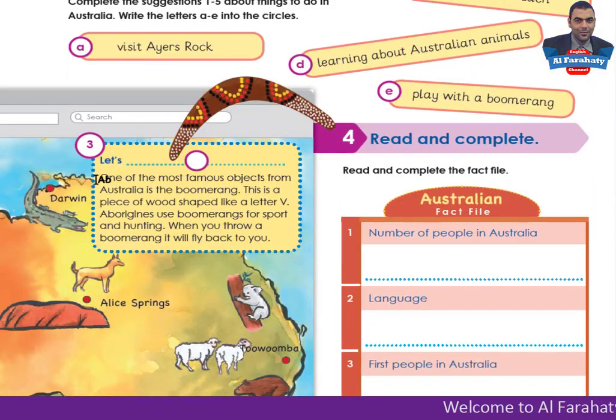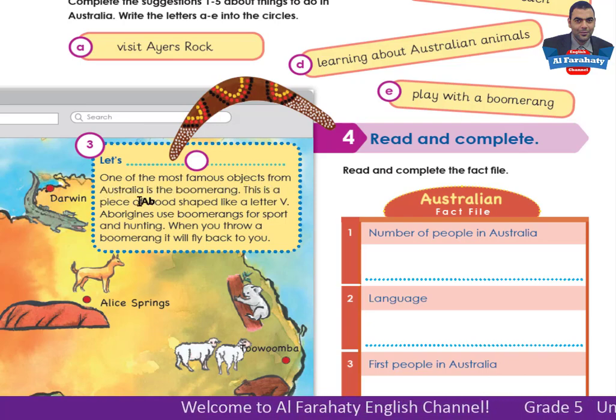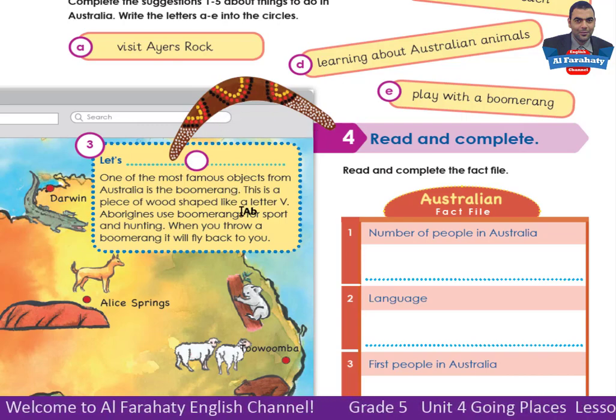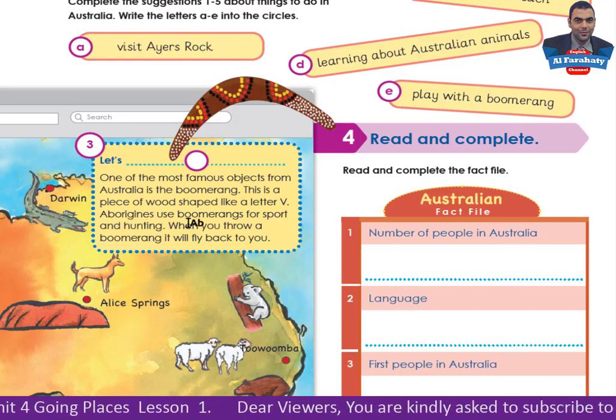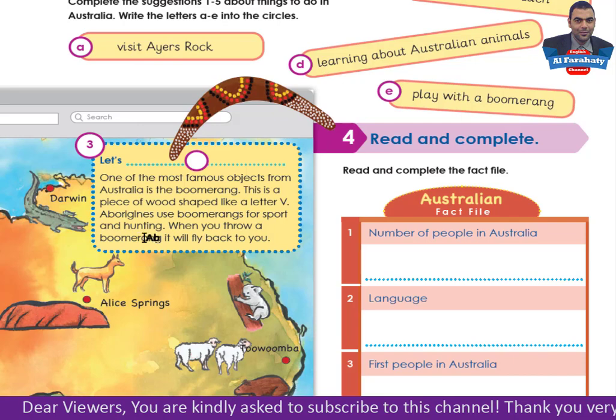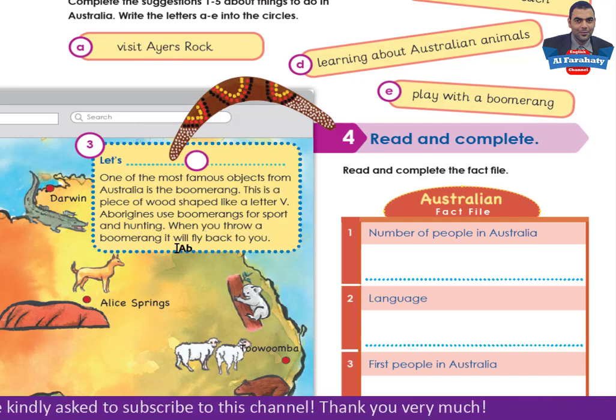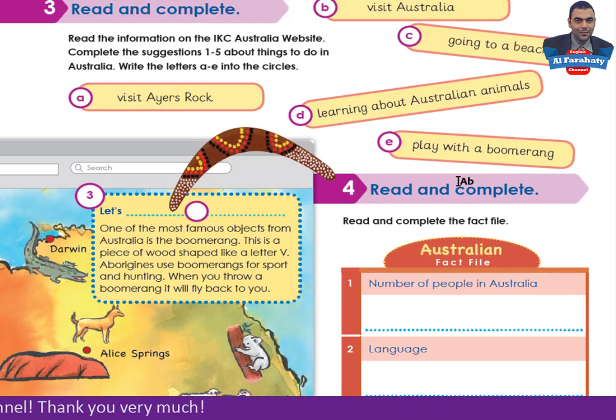3. Let's. One of the most famous objects from Australia is the boomerang. This is the boomerang. This is a piece of wood shaped like a letter V. Aborigines use boomerangs for sport and hunting. When you throw a boomerang, it will fly back to you. So, yes, play with a boomerang. Number E. Dear students, if you find any difficult words, try to underline them and look them up in any dictionary.